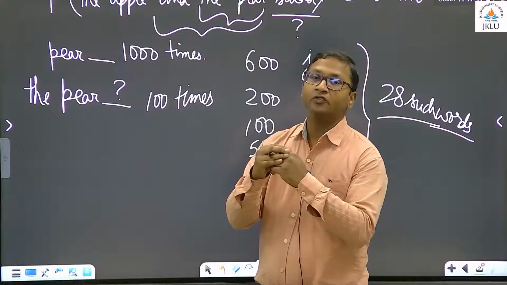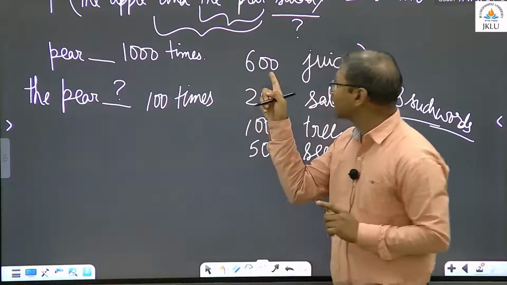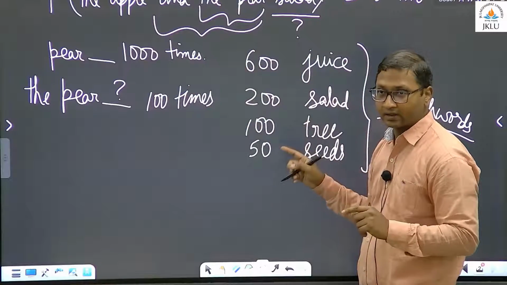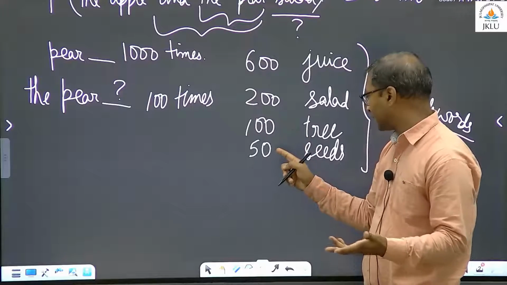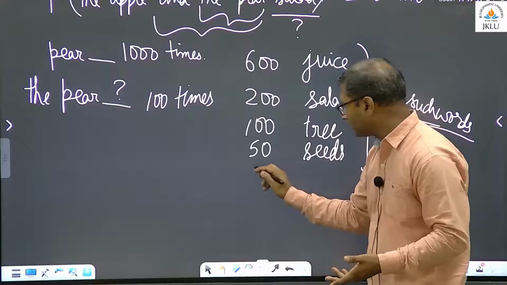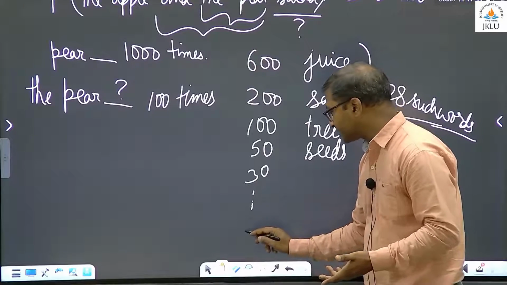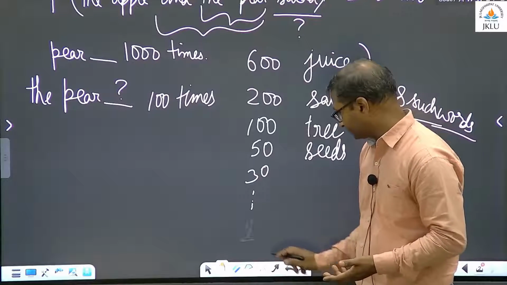So let's say if you are sampling it, so 60% of the times you will complete it with juice, 20% of the times with salad, 10% of the times with tree, and 5% of the times with seeds, and so on. Maybe 30 for something else, and then finally let's say something appears just once, okay, and so on.